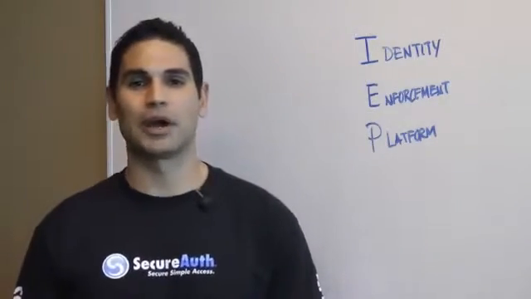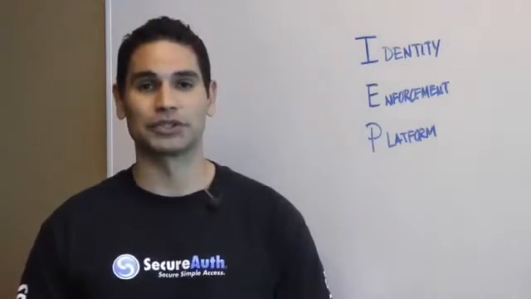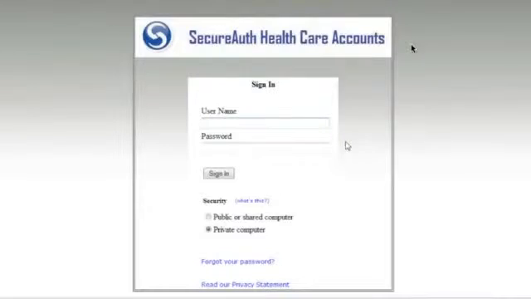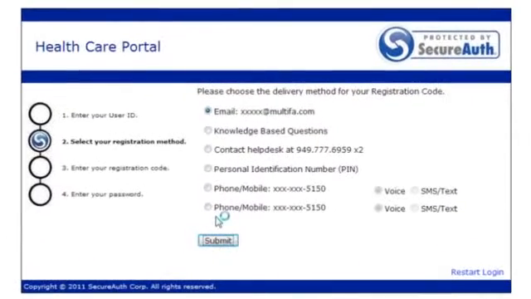Let's begin by showing you how an end user uses SecureAuth the first time he wants to protect a resource using tokenless two-factor authentication. To register for the SecureAuth Identity Enforcement Platform, I'm going to go ahead and enter my credentials. In this example, I'm going to be entering my username and password from the Active Directory. Once I go ahead and do so, the platform is going to probe my machine looking for my security credential. Since this is the first time that I'm registering from this machine, I don't have one.